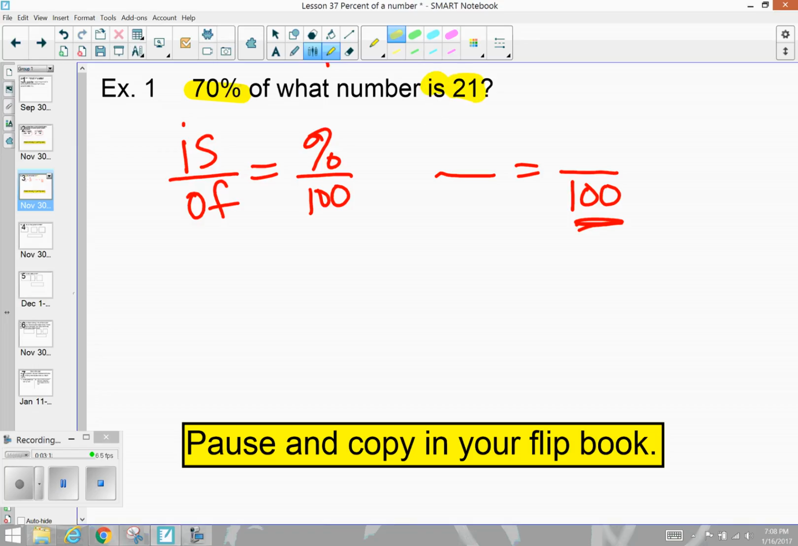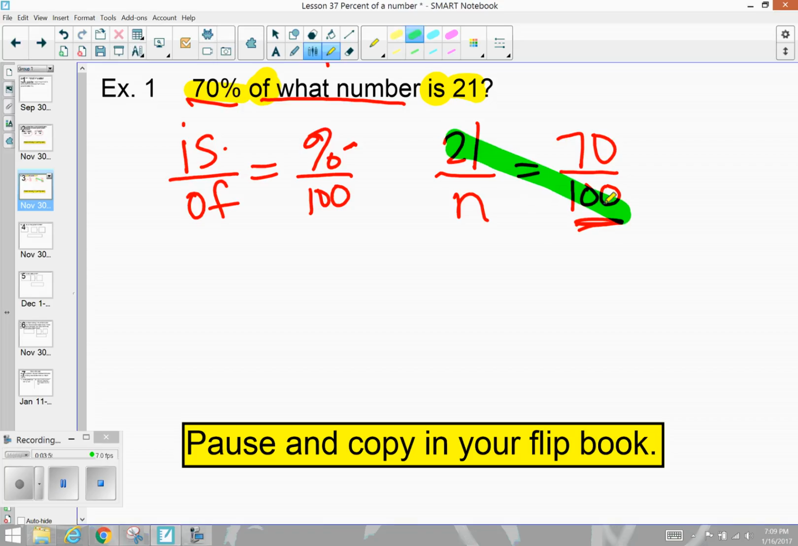But I see another important word, is, and I see the word of. What are we going to do with this? All right, well, let's plug in what we know. 70% is going to go under our percent problem because we looked at it over here. All right, is 21, and is, it says it's on top, so we're going to put 21 right there. And it says of what number? So of is down at the bottom, and we don't know what that number is, so I'm just going to put n.